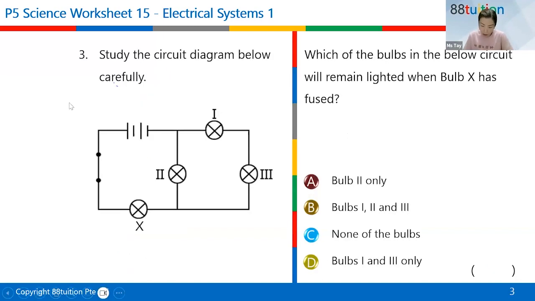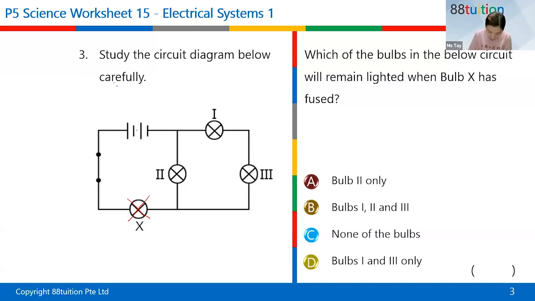Question 3. Study the circuit diagram below carefully. Which of the bulbs in the circuit will remain lit when bulb X has fused? So this one has fused, meaning it is no longer working. If it's fused, that means the filament is already fused, right? And then it's an open circuit. There's a gap. Electricity cannot flow. So this is the part. Electricity cannot flow. So remember parallel circuit, right? I have shown you before.